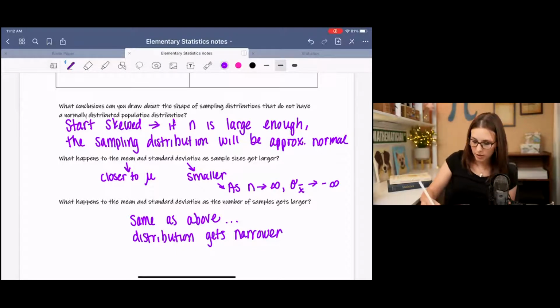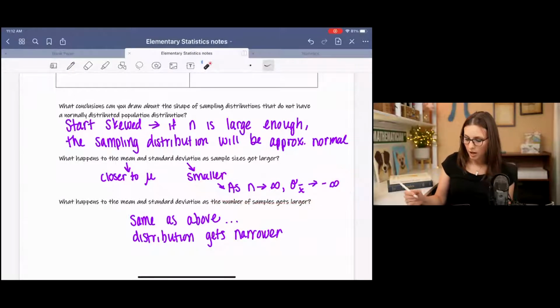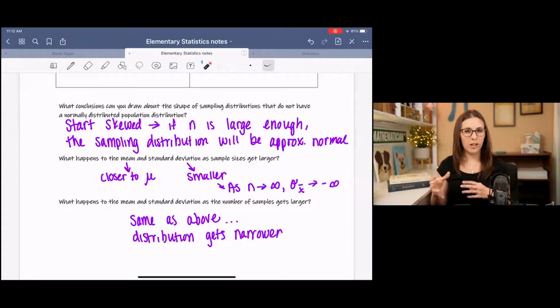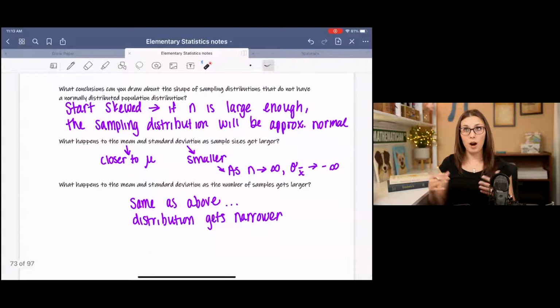And I did some symbolism here that I want to explain. It says, as n approaches infinity, which means gets bigger, comma, the sampling distribution standard deviation gets smaller. That's negative infinity, which means gets smaller. And then as we take more samples of samples, same thing, we're getting closer to that population mean, the standard deviation gets smaller, but what happens is our distribution takes on a narrower, taller and skinnier shape.